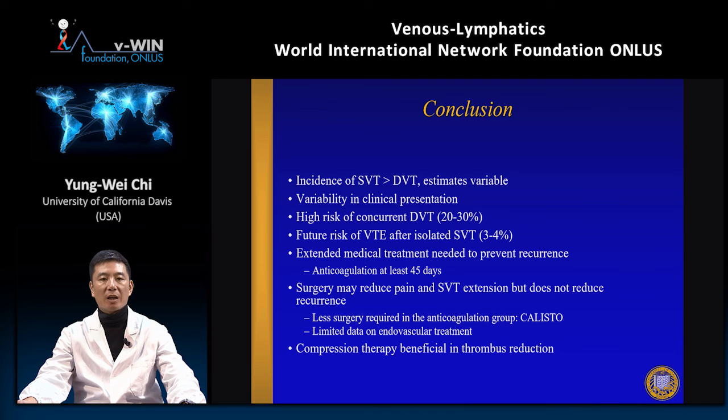Surgery may reduce pain and superficial venous thrombosis extension, but does not reduce recurrence. In the CALISTO trial, less surgery was required in the anticoagulation group. There is limited data on endovascular treatment. And lastly, compression therapy may be beneficial in thrombus reduction.